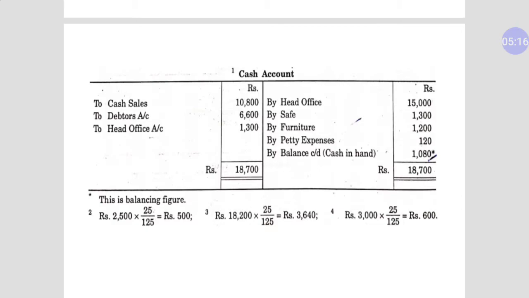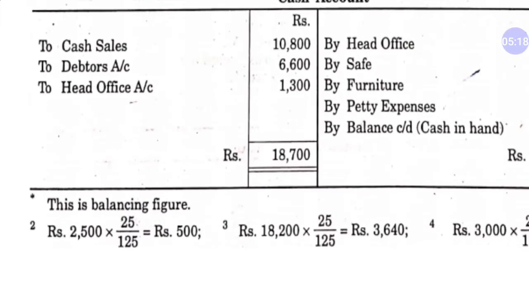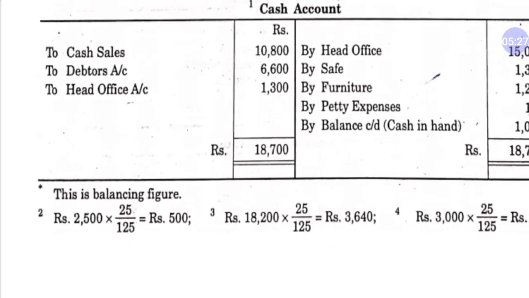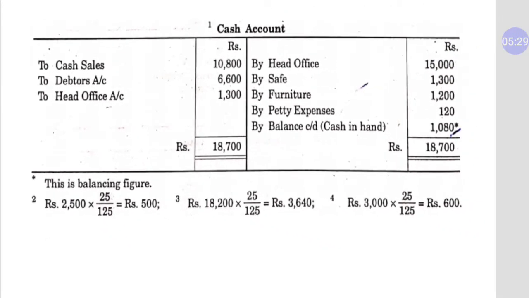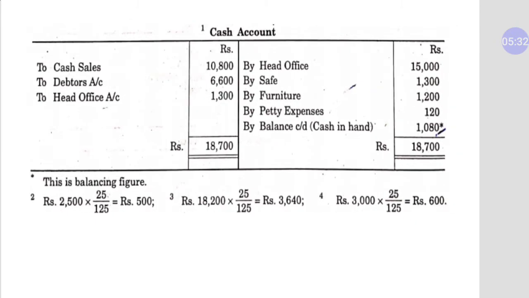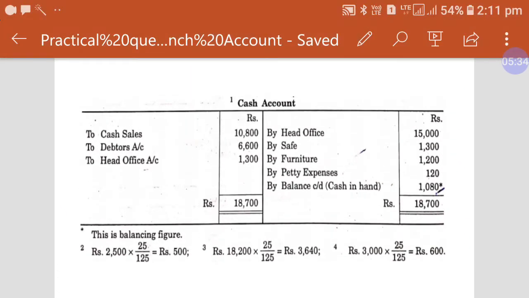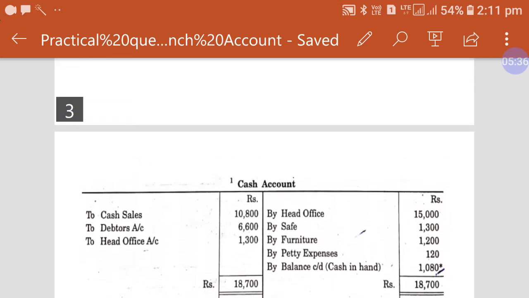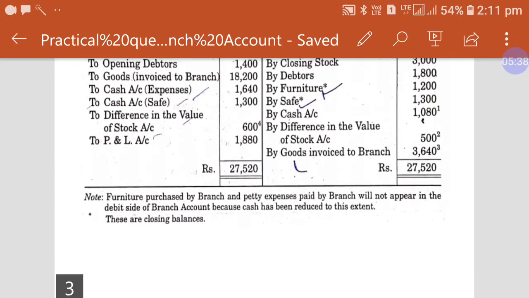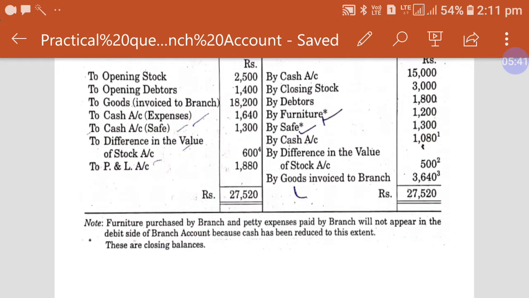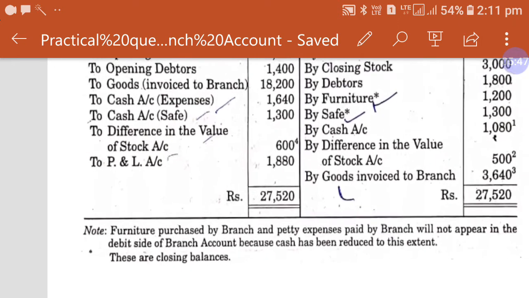It is a part of the working note. So here it is: 18,200 multiplied by 25 upon 125, because you have to find out what amount is included as profit in the value of stock. So it is 3,640. Now it is clear how it comes. So 3,640 must be on the debit side by goods invoiced to the branch, and this is by difference in the value of stock rupees 500.